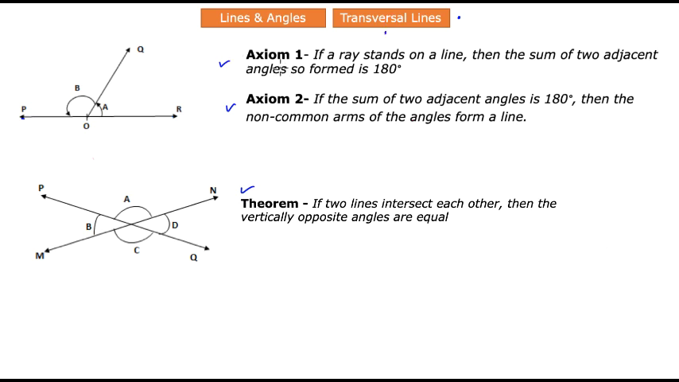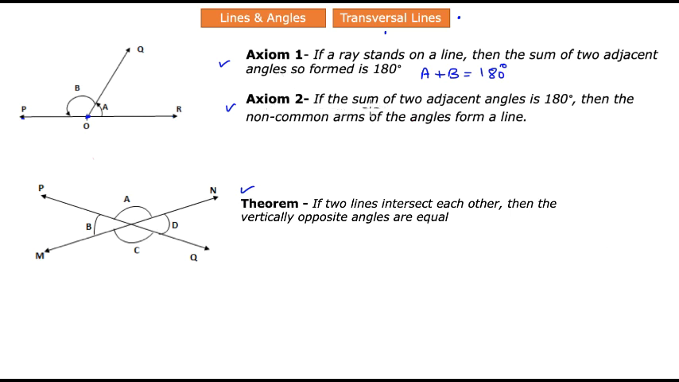Axioms are statements, expressions or propositions that have already been accepted universally. So, axiom 1 states that if there is a straight line POR and a ray comes out of this line, then the angles so formed by the combination of the ray and the straight line, angle A and angle B, the sum of those two adjacent angles is equal to 180 degrees, meaning A plus B is equal to 180, right? Axiom 2 is actually a converse way of stating axiom 1. They basically can be deduced from each other.